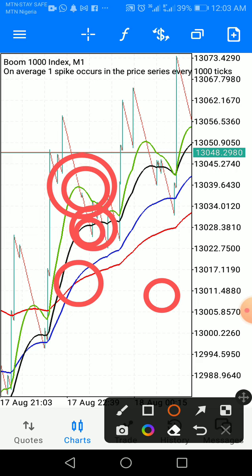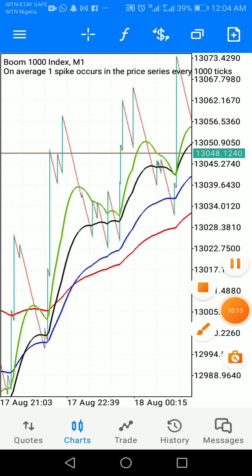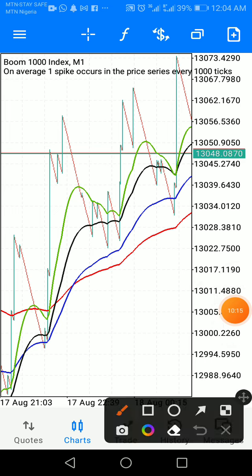Once it gets to this place again, once it gets to the black moving average again, you enter again, you enter for buy again. So you are only waiting to take only one spike and exit the market.